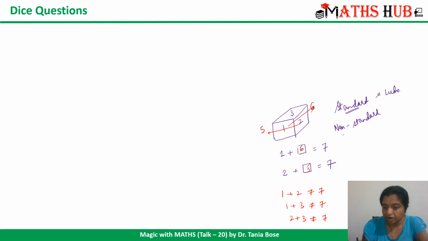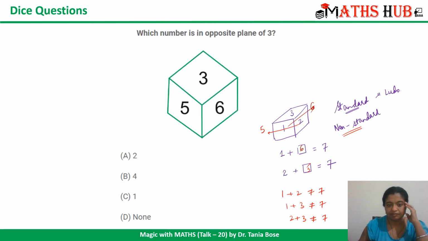But in the case of a non-standard dice, you might have adjacent faces which add up to 7, right? In that case, we cannot apply the logic. So I'll tell you how to deal with those questions for a non-standard dice. Let us look into the first question and see which number is opposite to 3.